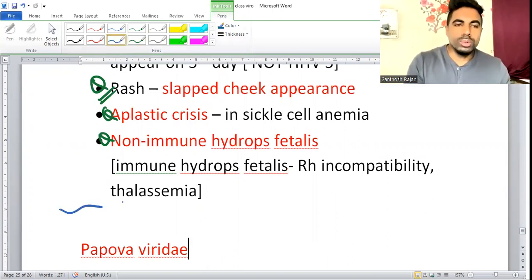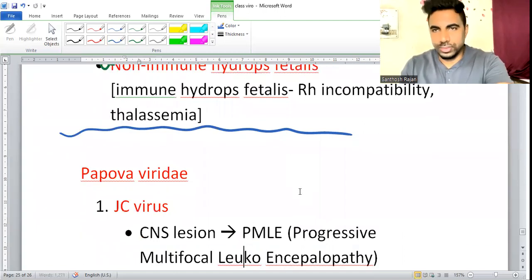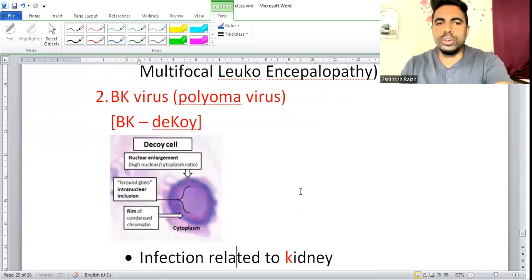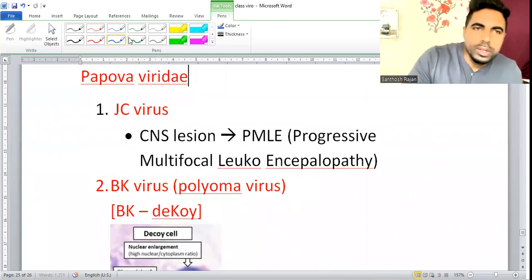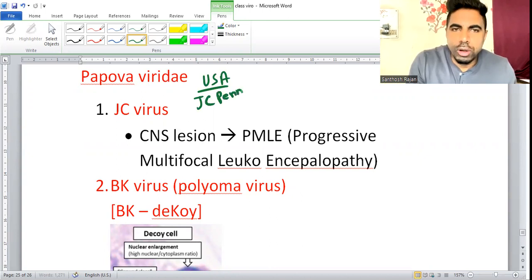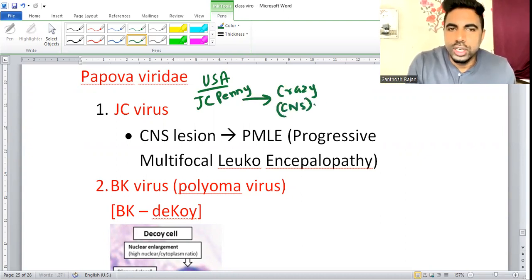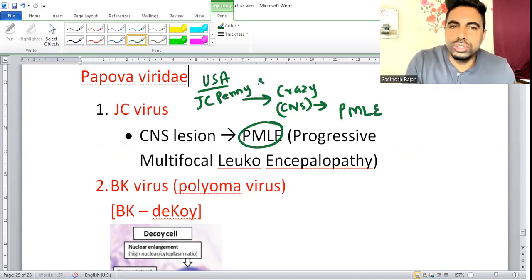Okay. Now, there are some other viruses also in DNA, which are not that important. A few questions can be asked. They are the papovaviridae: JC virus, BK virus, and then the other one is the SV40 virus. When you talk about this JC virus, how do you remember it? You must have heard in the USA, there's this store called JC Penney. If you go inside for shopping, you become crazy. Crazy means your brain gets some problem. What problem does it get? You will get PML, that is, progressive multifocal leukoencephalopathy.